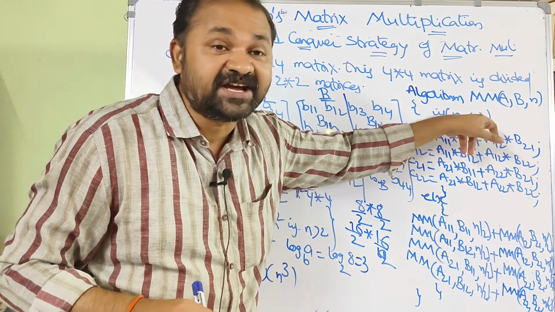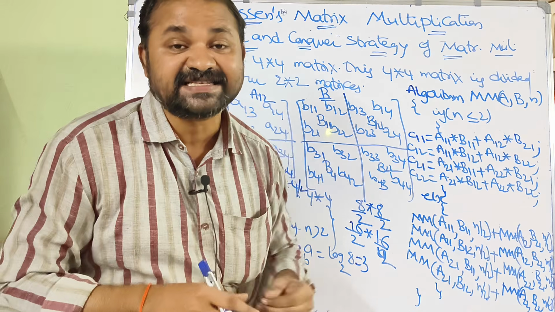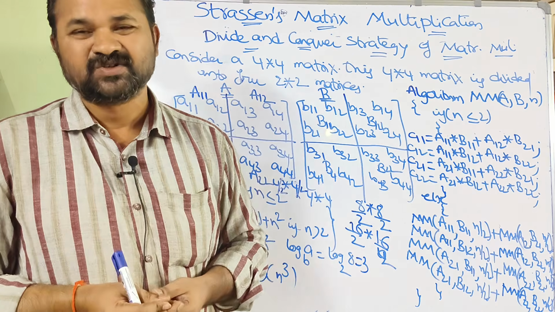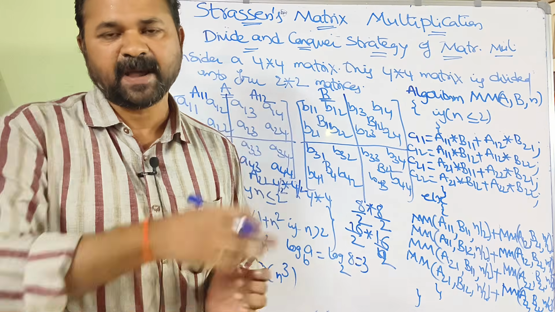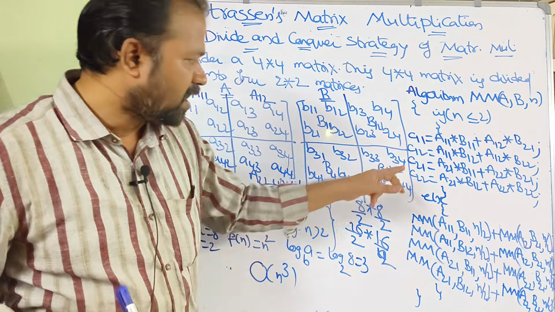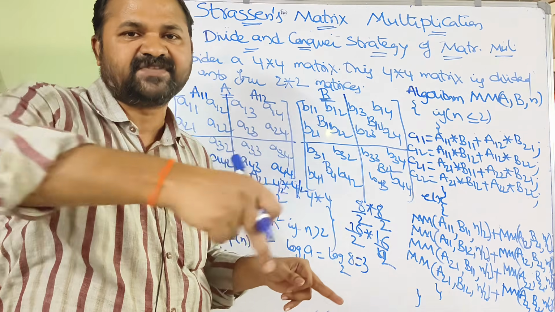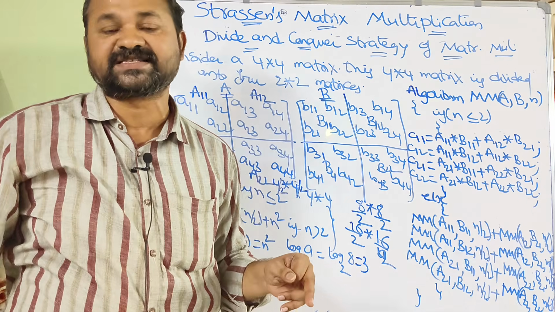If n is less than or equal to 2, then we can say that the problem size is smaller. So directly we will get the solution by performing the multiplication. Already we know the formulas. C11 equals first row of the first matrix multiplied with first column of the second matrix.